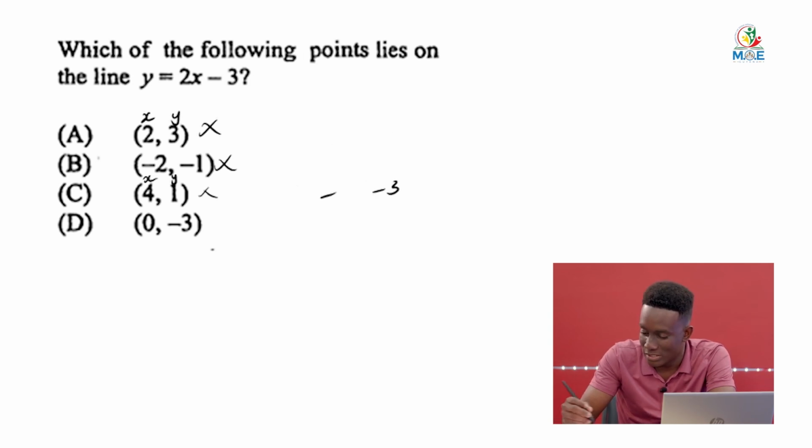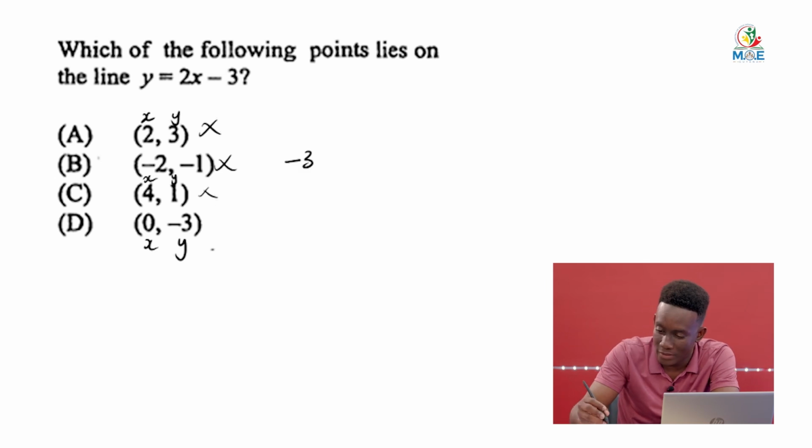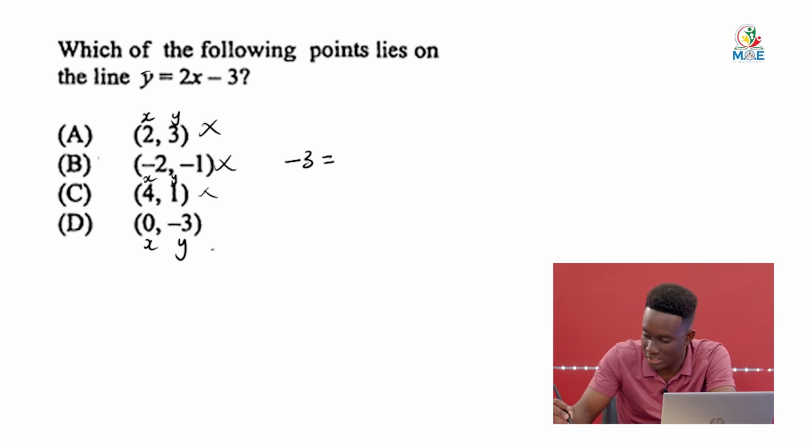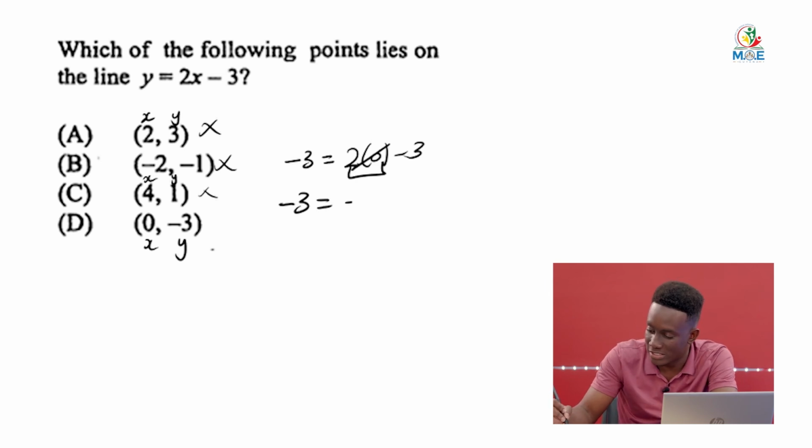So let's go. We see x is 0 and y is -3. So instead of y, we'll have -3 is equal to 2 times x, in this case 0, subtract 3. So -3 is equal to 2 times 0, which will be 0, minus 3. So -3 is equal to -3. So this satisfies it. So the answer is D.